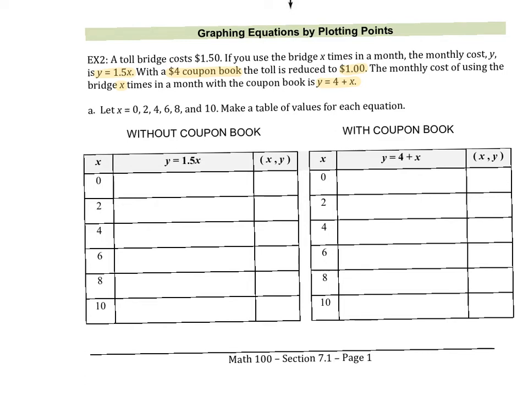And where this equation comes from is, Y is your monthly cost. You have to pay $4 for the coupon book, and then you're going to add in $1 times X, where X is the number of times you use the bridge, so it's $1 times X. So we have these two equations. One would be your monthly cost without the coupon book. One would be your monthly cost with the coupon book.